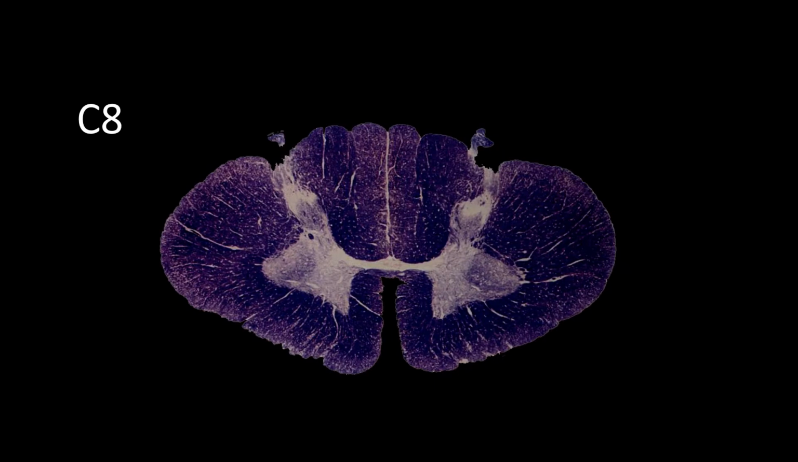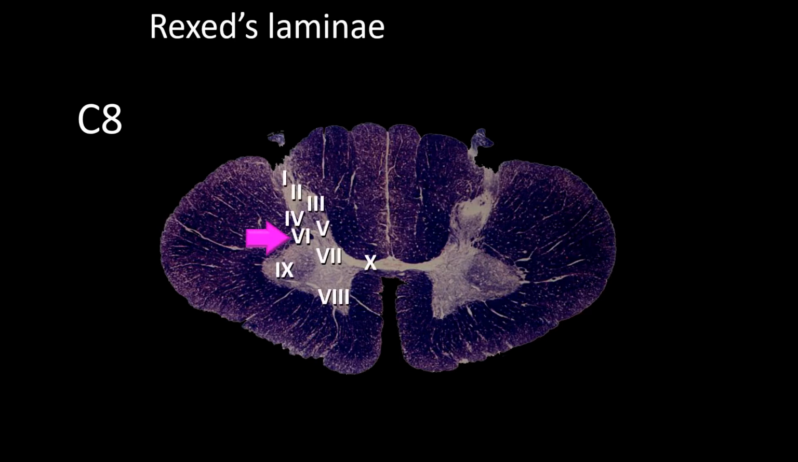This is a C8 specimen. I have added lamina 6 here so you can see that at C8, lamina 6 of Rexed is present. Lamina 6 is present in the cervical spine, as you see in this frame, and also in the lumbar cord enlargement, but it is not present at any other segments.